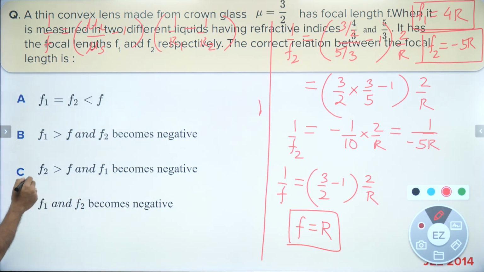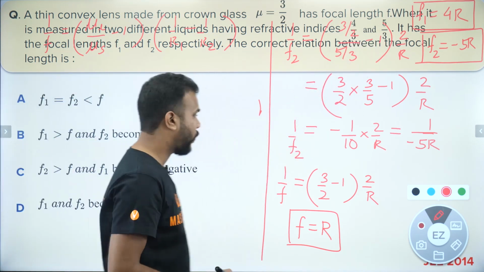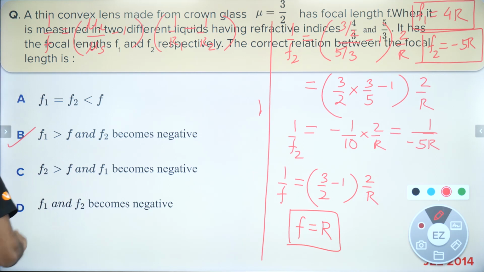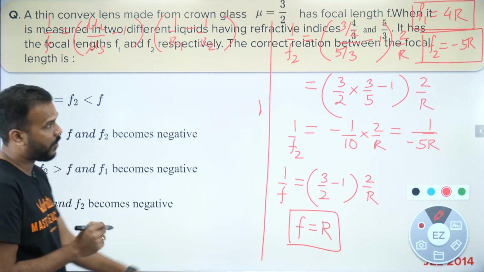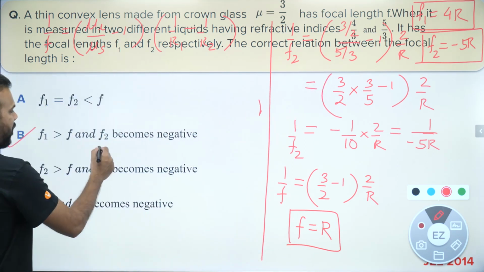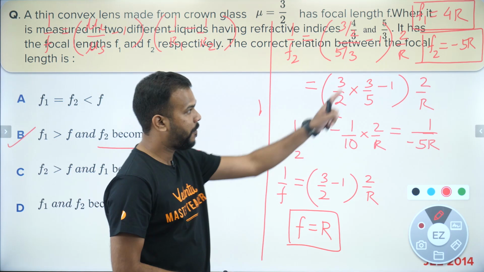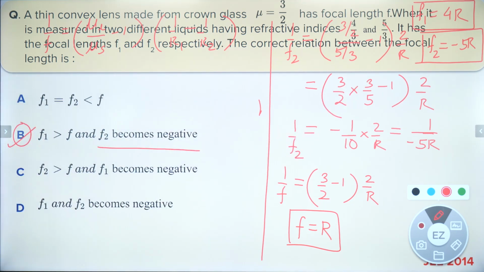If we look at option C, f2 is greater than f and f1 becomes negative. But f1 is positive, that is 4r. So that is why the correct answer has to be option B, where f1 is greater than f, which you can see, f1 is 4r, f is r, and f2 becomes negative, which is minus 5r. So yes, the correct answer to this question is option B.